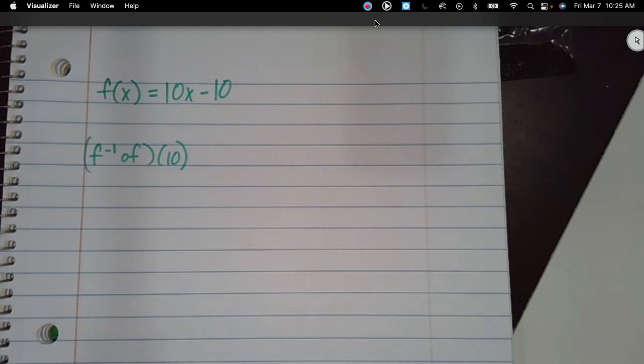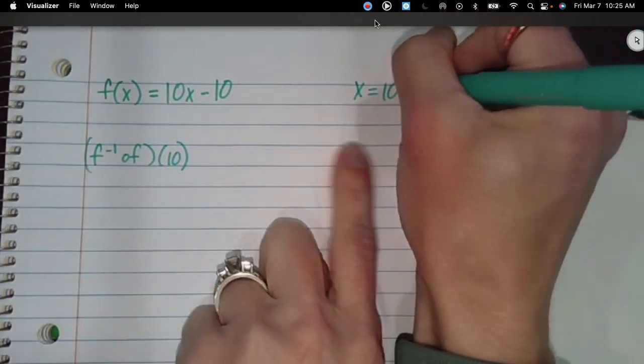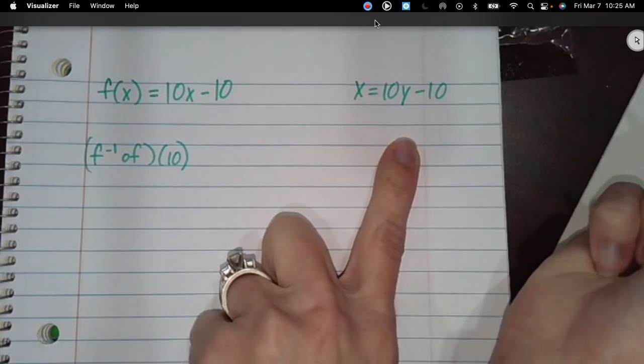Finished? Are y'all ready? Okay, what do we need? What are we missing? I have F of X, my function. I need my inverse function. How do I find it? You inverse it. You switch them. So I'm going to put X equals 10Y minus 10. How do I solve that?